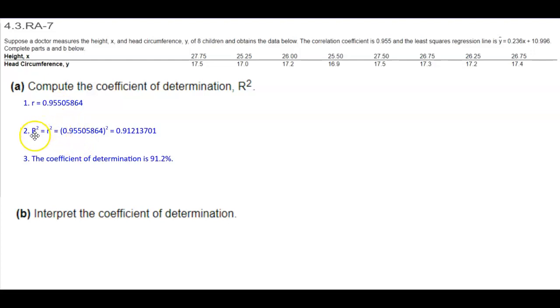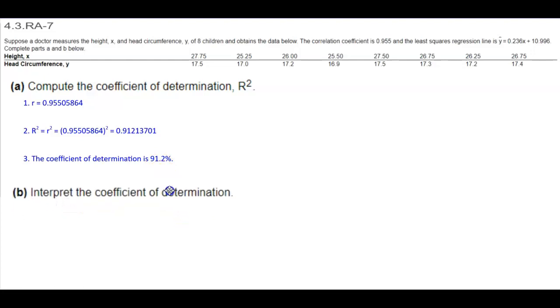So then we want to get the coefficient of determination. Squaring that gives us 0.9121371. We want to convert that into a percentage, so we move that decimal place over to the right 2 times, and therefore the coefficient of determination is 91.2%. Okay, now the next thing that we want to do is interpret the coefficient of determination.